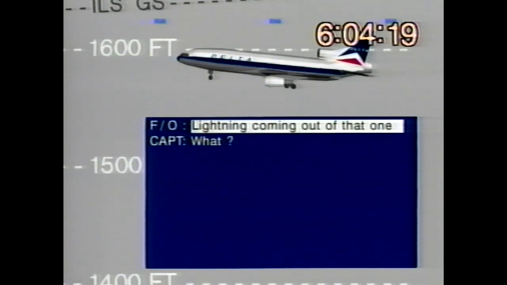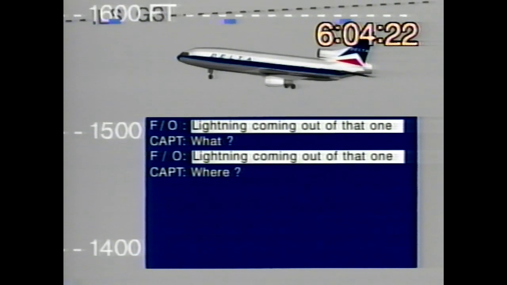Lightning coming out of that one. What? Lightning coming out of that one. Go ahead.